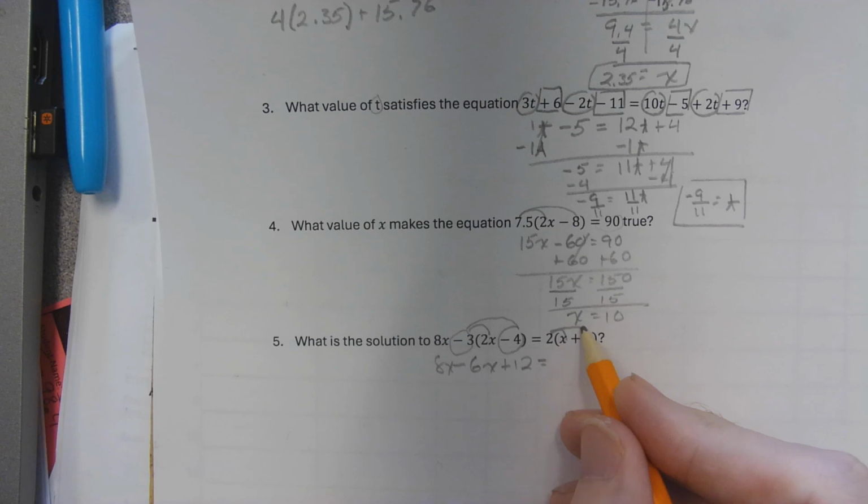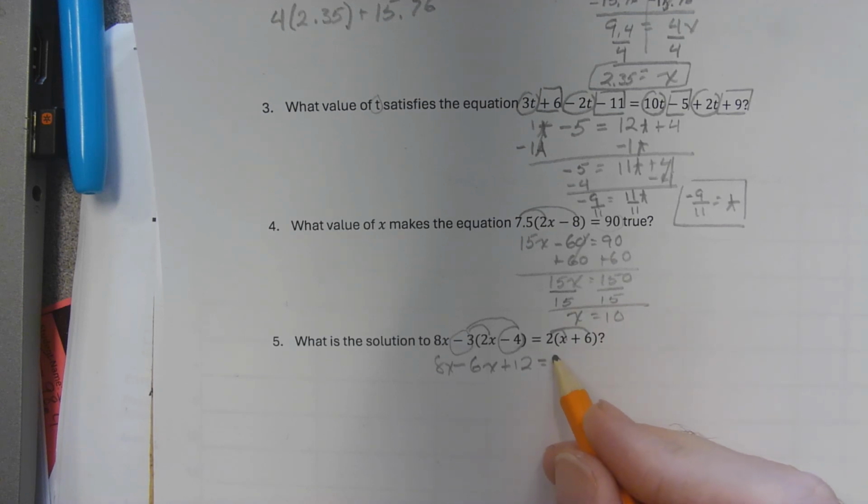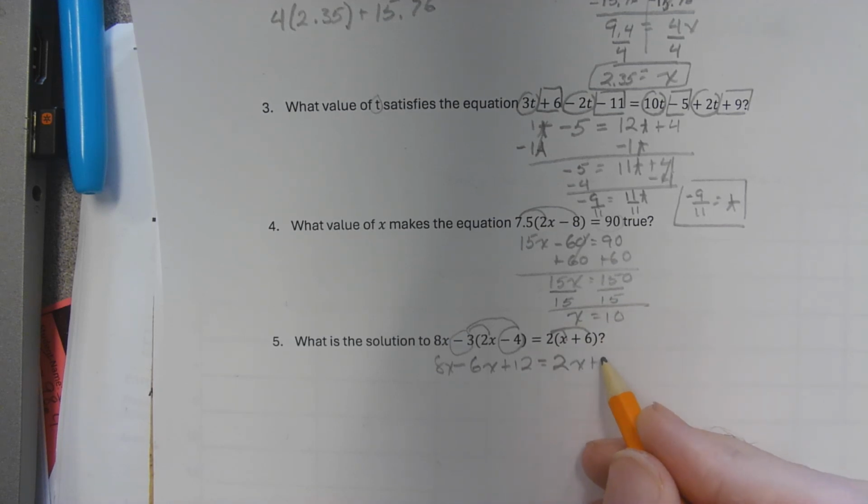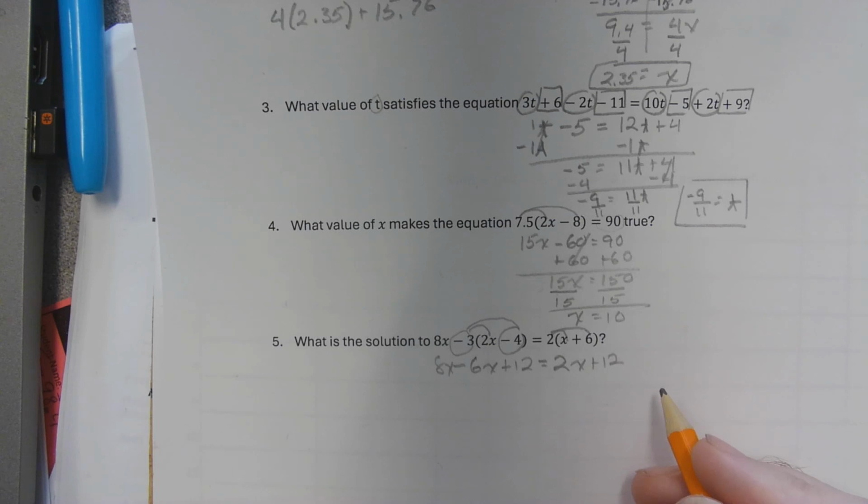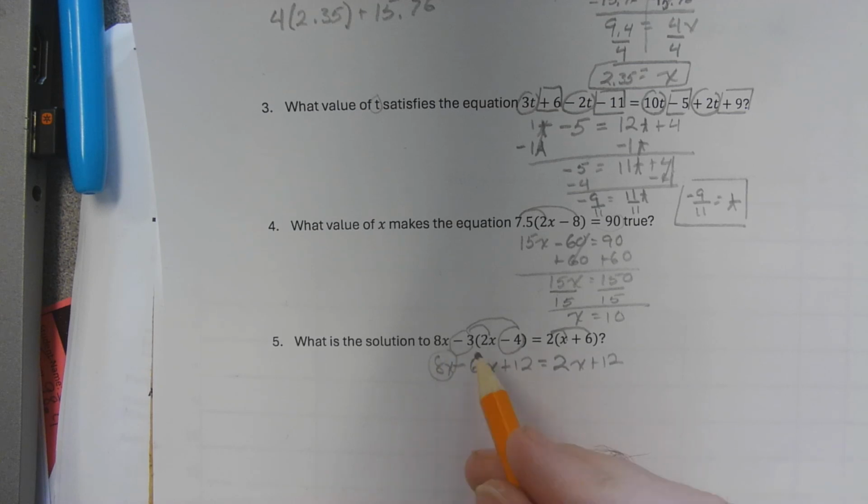2 times x, 2 times 6. Well, that's 2x plus 12. Next is combine like terms. Well, we've got 8x minus 6x. Well, 8 minus 6 is 2x. Bring down what we didn't use.